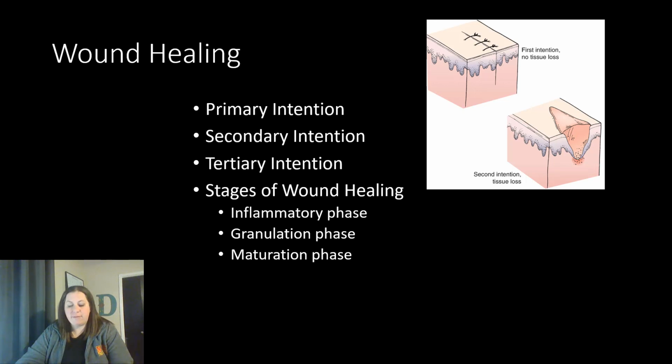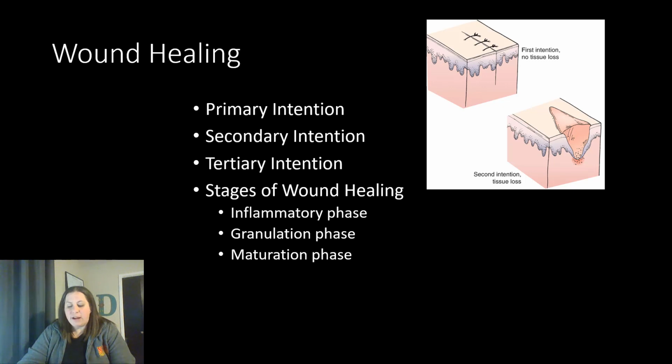Now, when we look at wound healing, there's 3 stages that occur. There's an inflammatory phase that lasts for about 3 to 5 days. This starts the healing process. It brings in reinforcements like clotting factors and white blood cells and different things that are needed in order for healing to begin and take place.